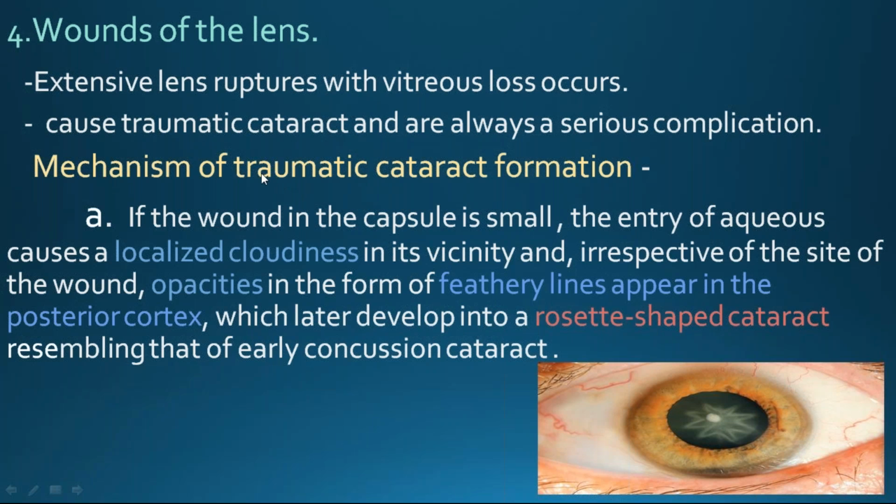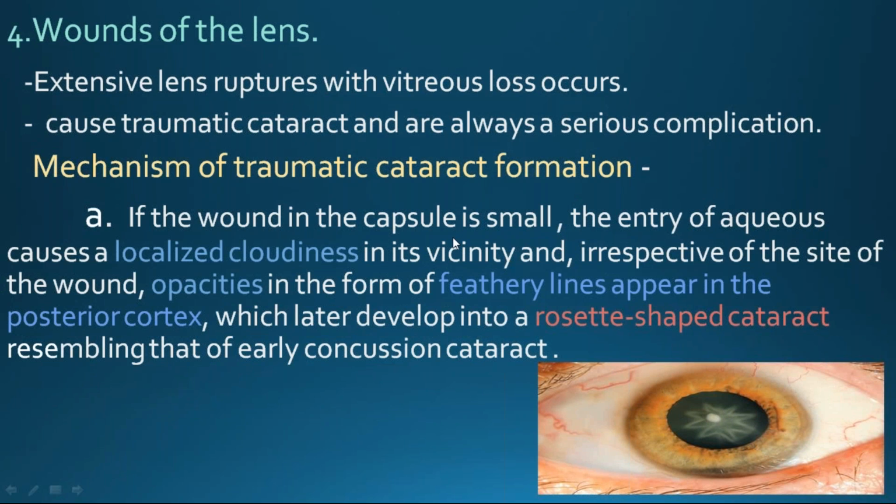Mechanism of traumatic cataract formation: if the wound of the capsule is small, the entry of aqueous causes localized cloudiness in the vicinity, and irrespective of the site of the wound, opacity is in the form of feathery lines. Feathery lines appear in the posterior cortex, which later develop into a rosette-shaped cataract. This is a rosette-shaped cataract caused by blunt trauma, resembling the early compression cataract.